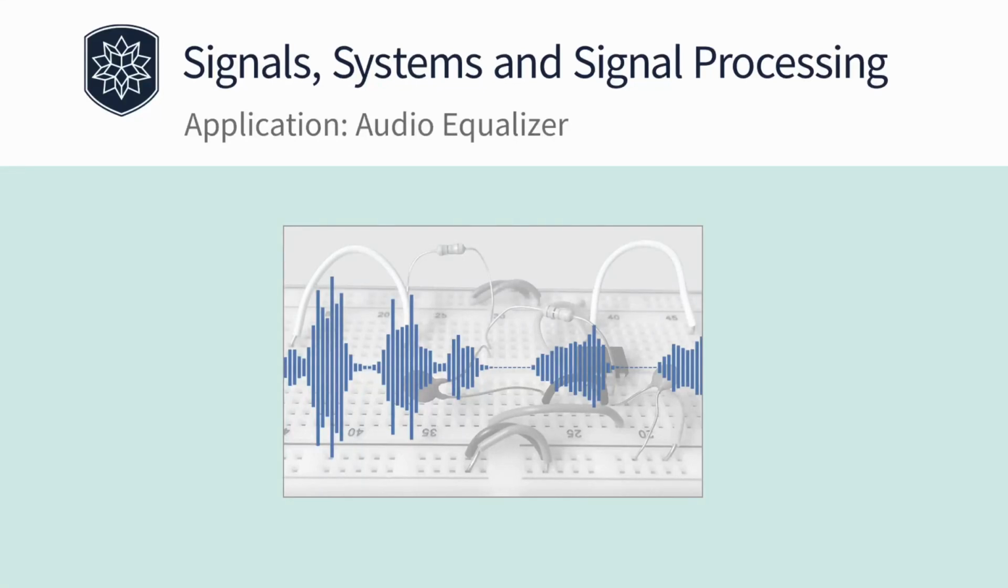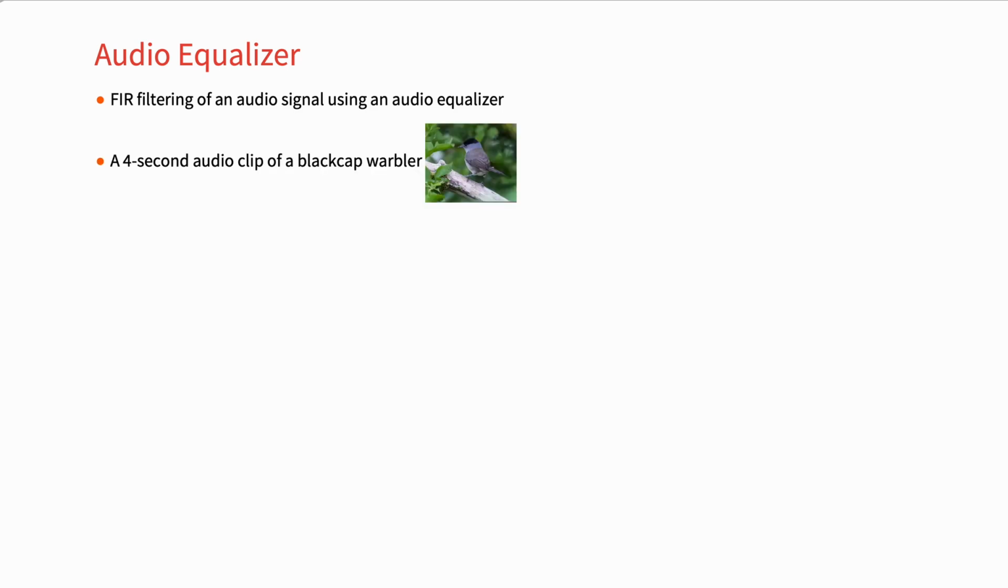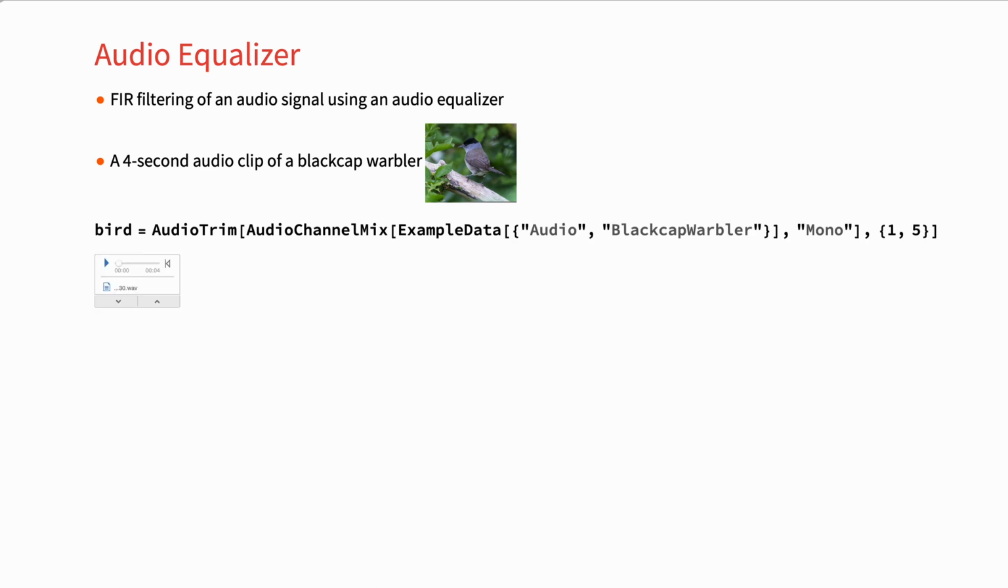Audio equalizer. In this application, we are going to use an audio equalizer and apply FIR filtering to an audio signal. We will use a 4-second audio clip of a black-capped warbler. Here's the audio.